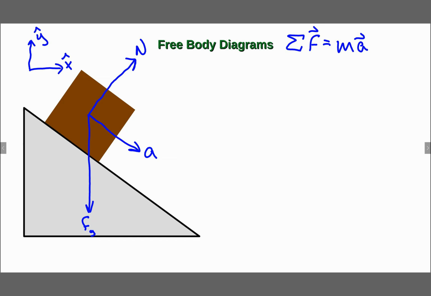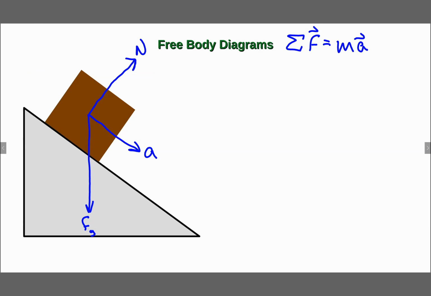But for this problem, that coordinate system kind of sucks, because a doesn't point in one of those directions, and N doesn't point in one of those directions. So I would have to break both of them down into their vector components to solve this problem. And this is where a clever choice of coordinates is a really good idea, especially in the future when we start to add friction. So I don't want to use this coordinate system.